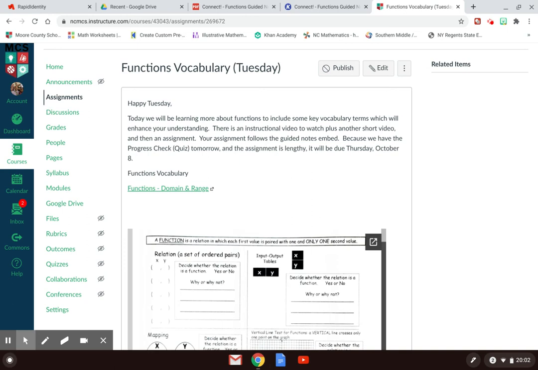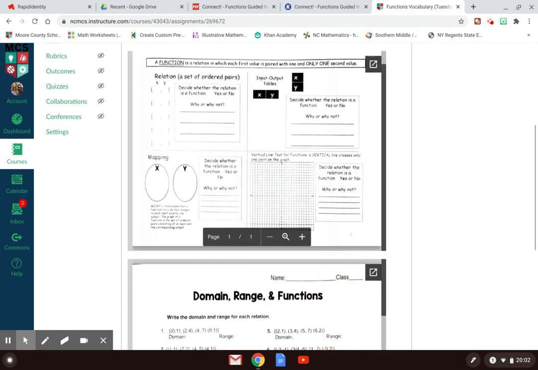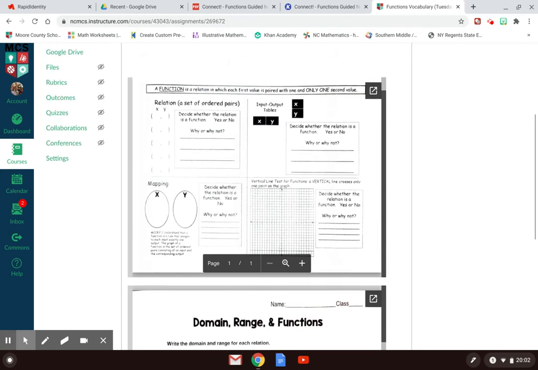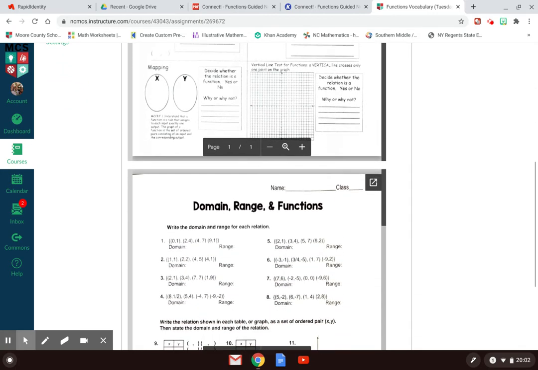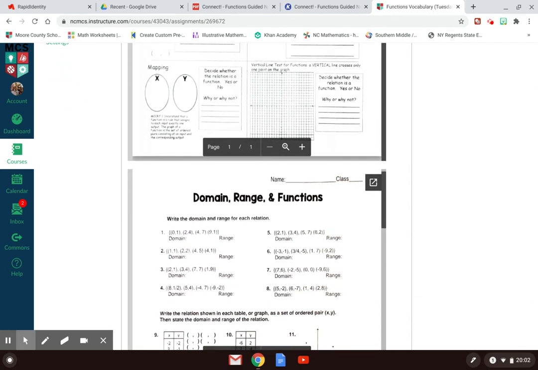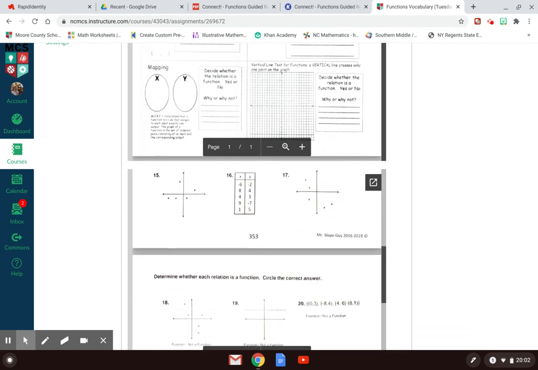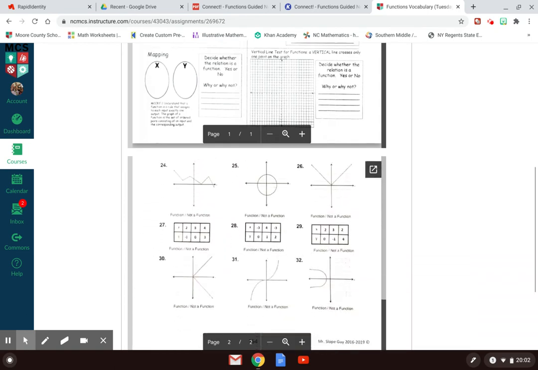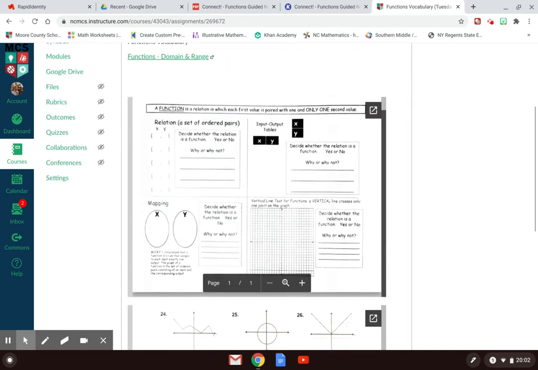All right, happy Tuesday. Welcome to Functions Vocabulary Day. What we're going to do today is go through this graphic organizer right down here about some vocabulary words related to functions. And then you're going to have this assignment to do, which is domain, range, and functions. Okay? And you still have your progress check tomorrow.